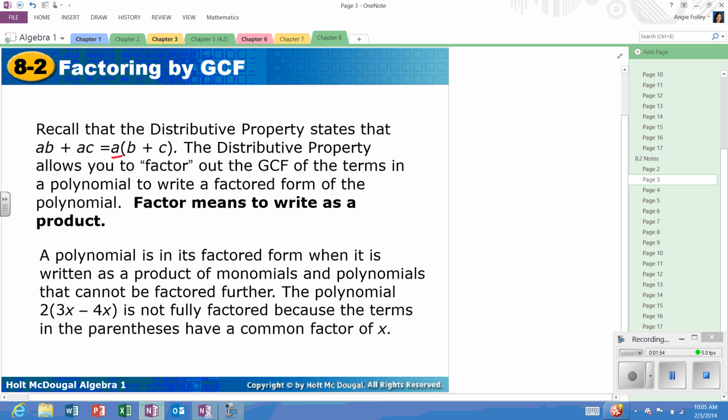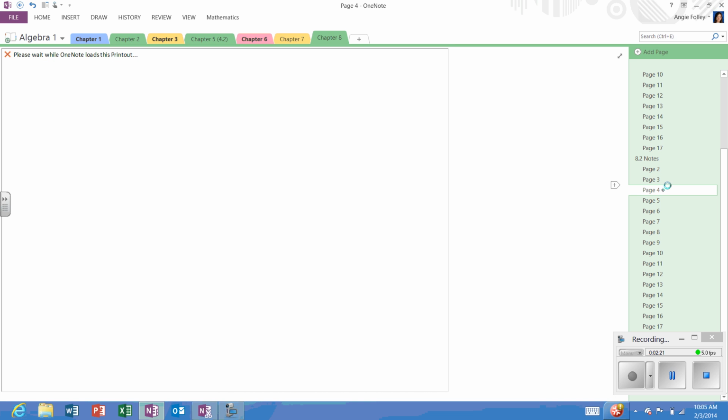So factoring means to write it as the product. So it means to go back to this version, not to the distributed version. So a polynomial is in its factored form when it is written as a product of a monomial and a polynomial that cannot be factored further. So for example, 2 times the quantity 3x minus 4x is not fully factored because there's a common factor inside still that I could pull out. So we're going to look at some examples.